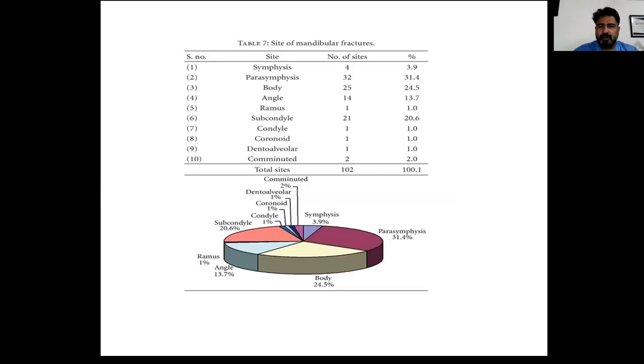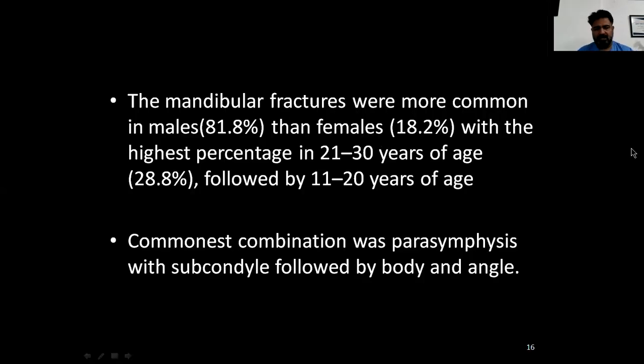So this was, according to the study, the incidence. Okay. In this part, parasymphysis, body, and subcondyle, these three regions are highlighted. So these are the conclusions of the study on which fractures are common in which age groups, and the commonest combination was parasymphysis with subcondyle, followed by body and angle.